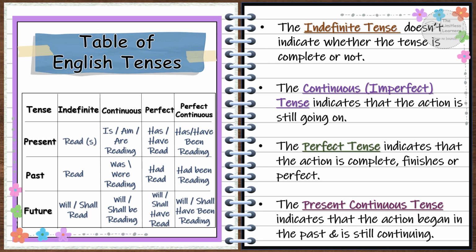The indefinite tense doesn't indicate whether the action is complete or not. The continuous, imperfect tense indicates that the action is still going on. The perfect tense indicates that the action is complete, finished, or perfect. The perfect continuous tense indicates that the action began in the past and is still continuing.